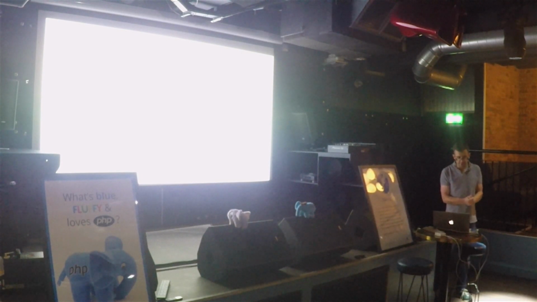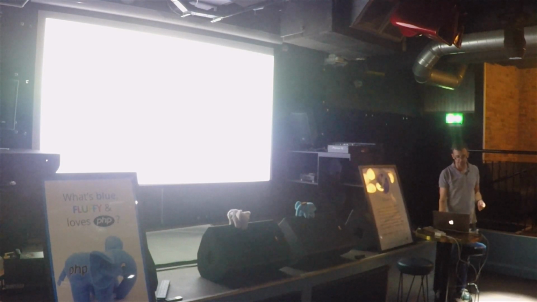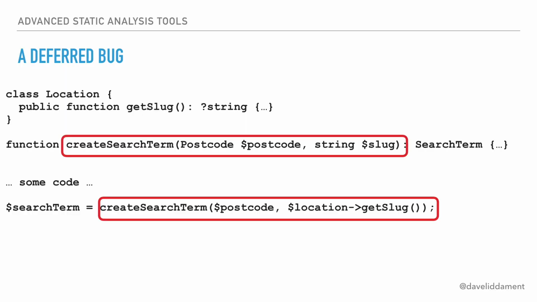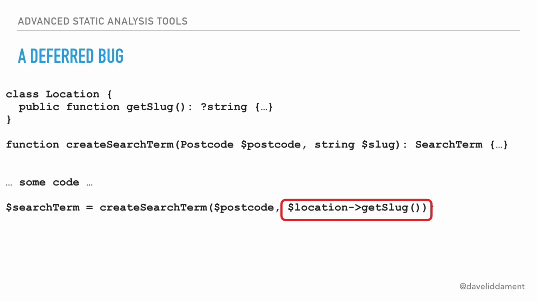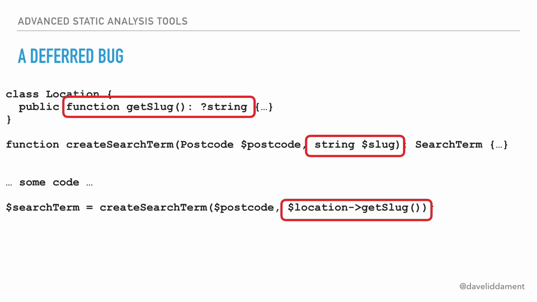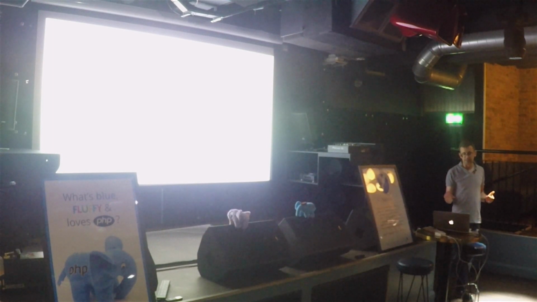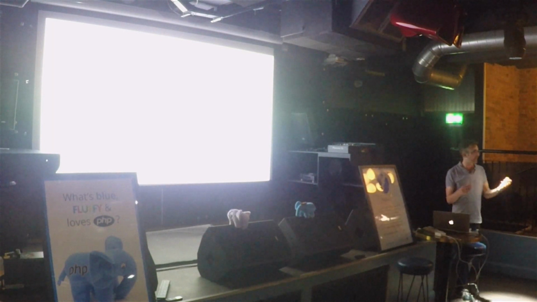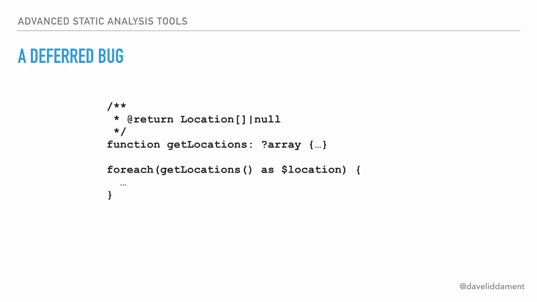So look, we're calling create search criteria, we're passing it a postcode and whatever the response from location get slug is. We can see that it requires to be of type postcode and specifically string, but not nullable string. But we can see that get location actually could return a null value. So this could be an issue. Was it an issue? I don't know. I had to spend a long time working through the code to see if that really was an issue or not. But it's the kind of thing that, if it's an issue, could catch us out one day. So yeah, I'm going to say that is a deferred bug.